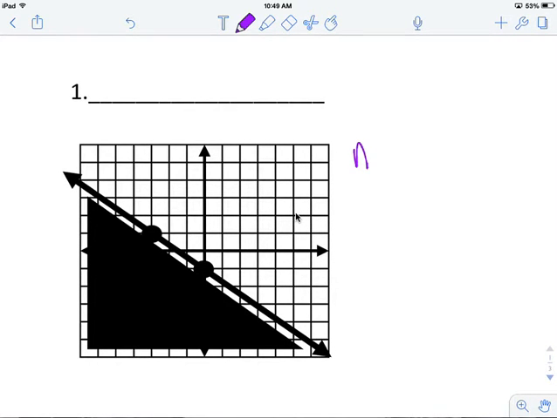The first thing I need to figure out is the slope for my inequality. So if I look here, I am going down 2, so my rise is negative 2, and I am going over 1, 2, 3, so my run is 3. My slope is negative 2/3. I am crossing the y-axis at negative 1, so my b is negative 1.